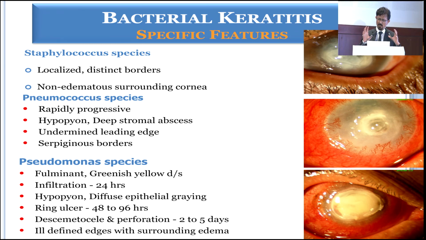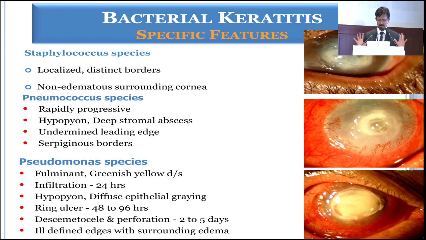And if you get to see a case wherein there is a corneal ulcer which is localized with distinct borders, no surrounding edema in the cornea, it can be staphylococcus. And staphylococcus is the most common organism that causes corneal ulcer. If you have something like undermining leading edges, serpiginous borders, you have hypopion, then you can think of pneumococcus species.